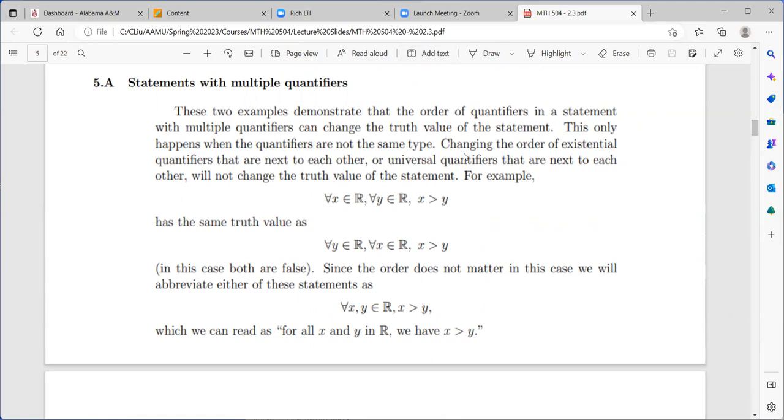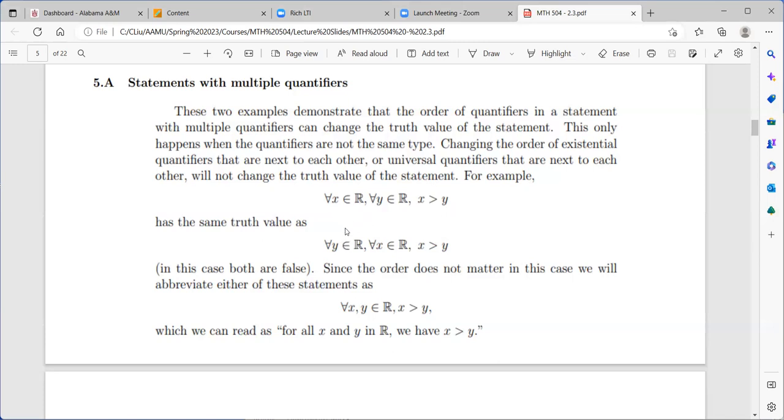But when we use the same quantifiers in the statement, then the order is actually not important. For example, if we have the statement: for any x in R and any y in R, x greater than y. That's a statement, and we know that's false. If we choose arbitrary values of x and y, you cannot say x is always greater than y. So that's a false statement.